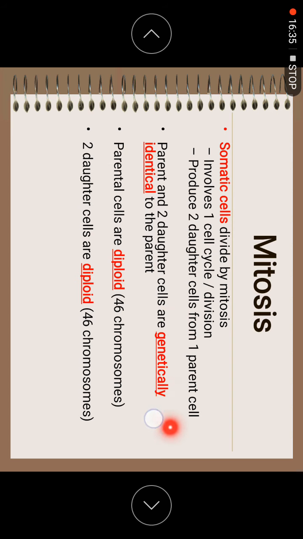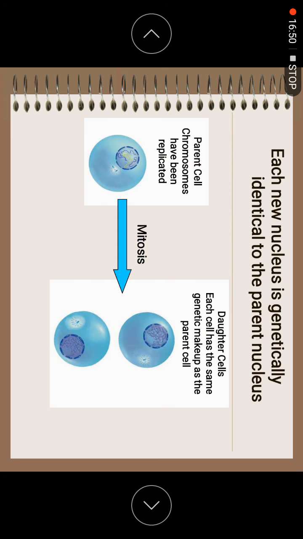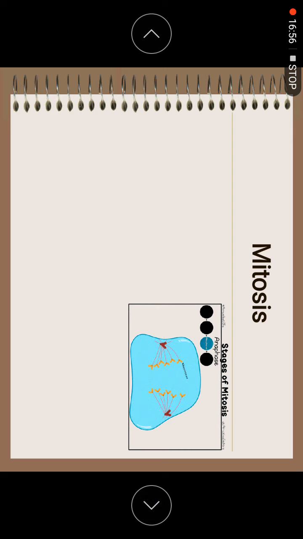This one you have to memorize. This is the word that we use for exactly the same. In biology, for exactly the same, we use the word genetically identical. So the parent cell is diploid, and so the daughter cell is also diploid during mitosis. So this is what happens: one parent cell, after mitosis, gets two daughter cells exactly the same, genetically identical.